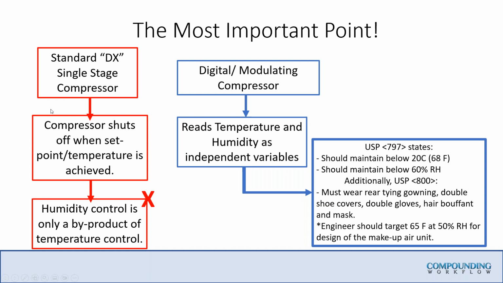So I spent the most amount of time on this slide. I'm going to give you that last part of bad news, Bryan. These red boxes, you'll get this installed for, I don't know, $15,000 to $20,000 for your clean room. Love it, perfect. 15 to 20, we can absorb that into the budget. These blue boxes are going to go 40 to 60,000. So I just went 2.5x on the budget to go from a single stage compressor to a modulating compressor that reads humidity and temperature as independent variables.